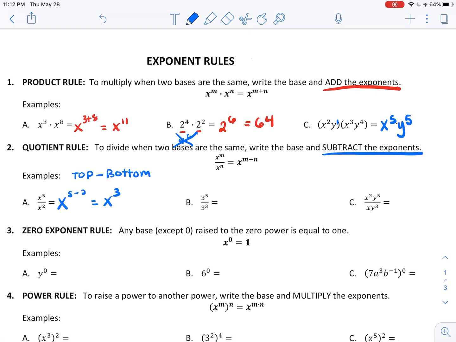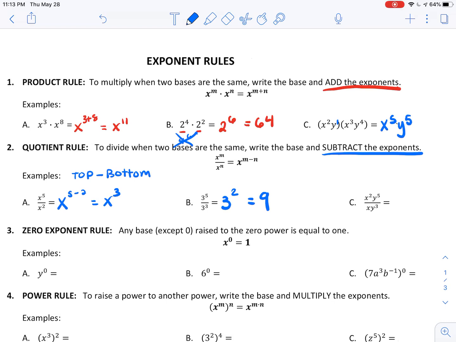Okay, so keep that in mind. Rules, the order matters. Top minus bottom. All right, so 3 to the 5th over 3 cubed. Well, do they have the same base? Yes, so that base follows along. Now we subtract our exponents. 5 minus 3. We get 3 squared, which becomes 9. Now you could plug that into your calculator. You should get the same value.